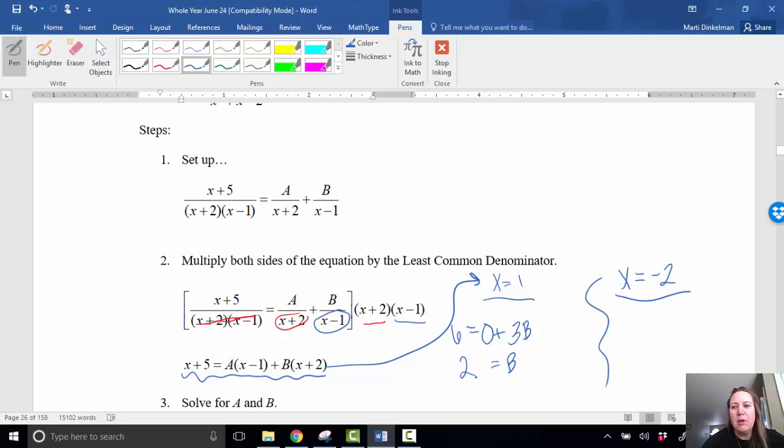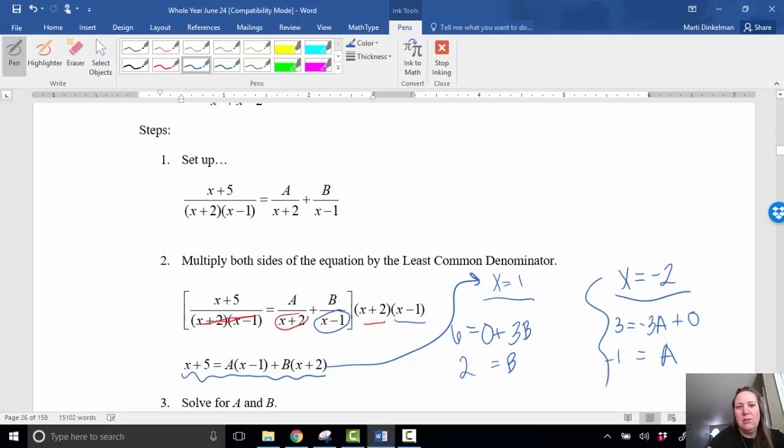Then I'm going to do the same thing, but now I'm going to plug in -2. So -2 plus 5 is 3. Over here, -2 minus 1 is -3, and that's times A. And then over here, -2 plus 2 is 0 times B is 0. So again, nicely, I have now figured out that A is -1.